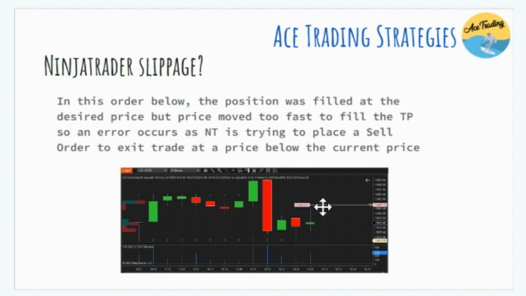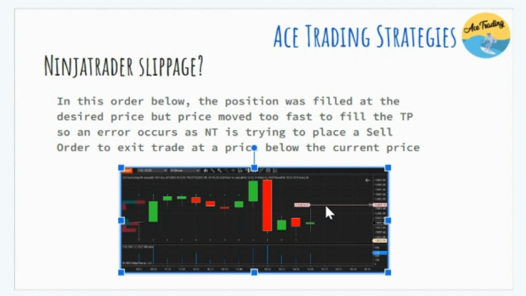If price comes up and there's no contracts available at that, it would have a bit of slippage. But you can see that it will be filled, hopefully filled at that desired price. But if it moves too fast to fill the TP, an error will occur. So what happens is the error.